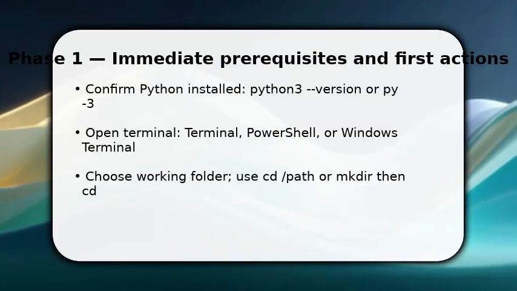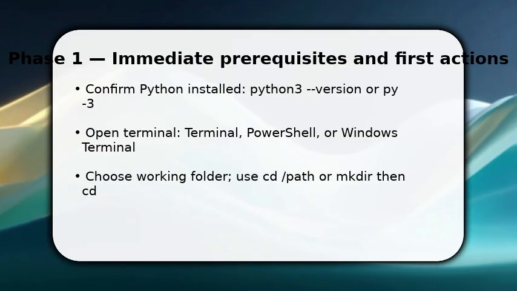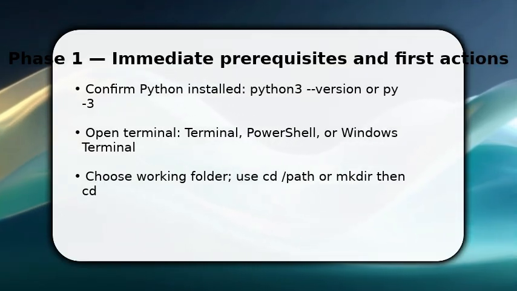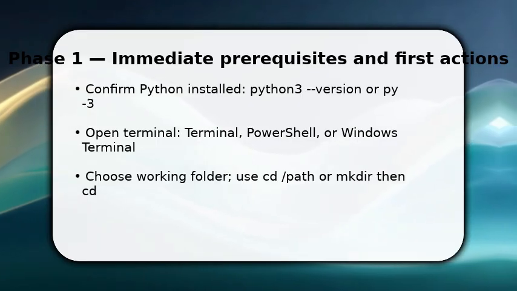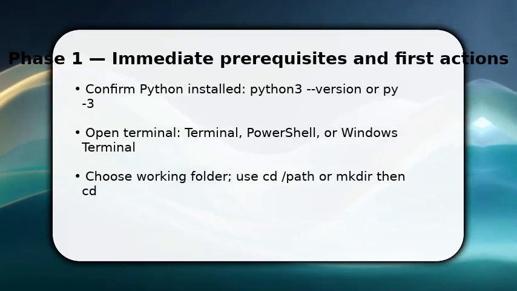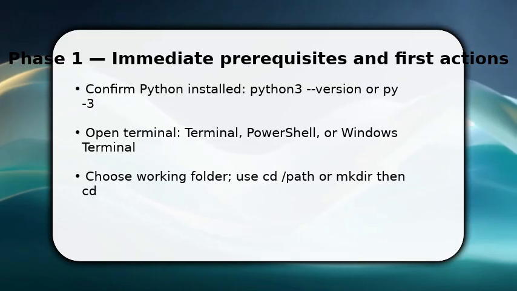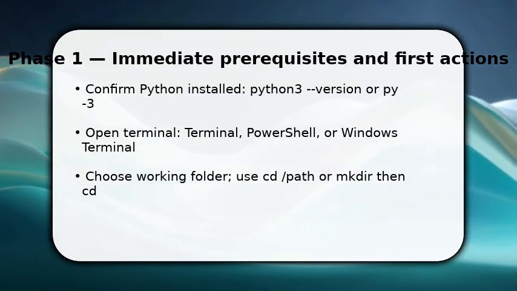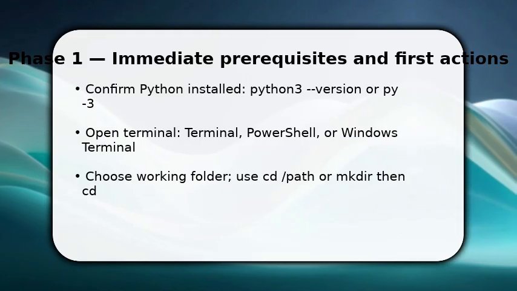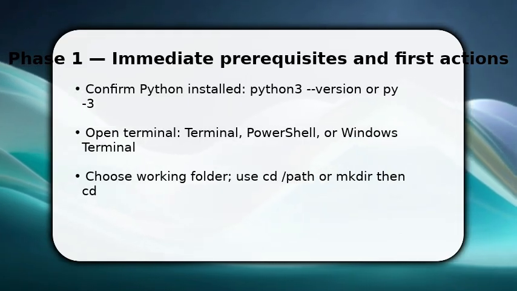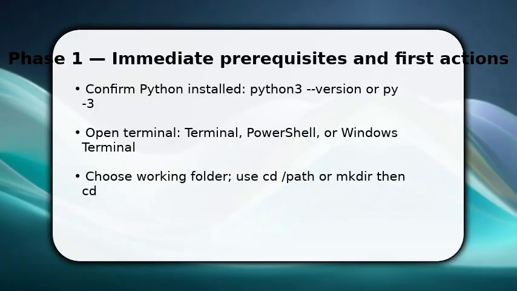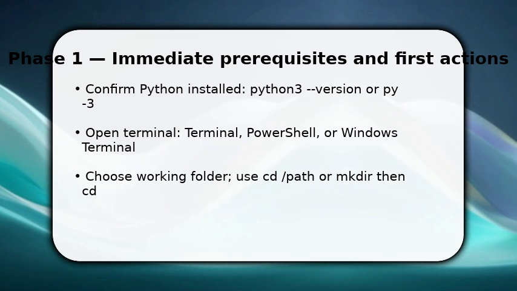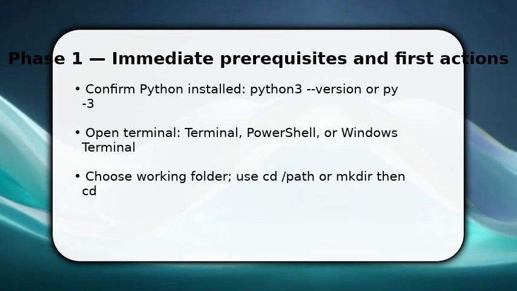You'll start by confirming prerequisites and taking the first actionable steps. First, check Python with python3 --version or py -3 --version so you know the interpreter. Then open your terminal on macOS, PowerShell, or Windows Terminal on Windows, and navigate to a working folder using cd or mkdir then cd. Once done, create a simple file, for example main.py, and type a quick print statement. This verifies the flow from editor to terminal and gets you ready to run commands.